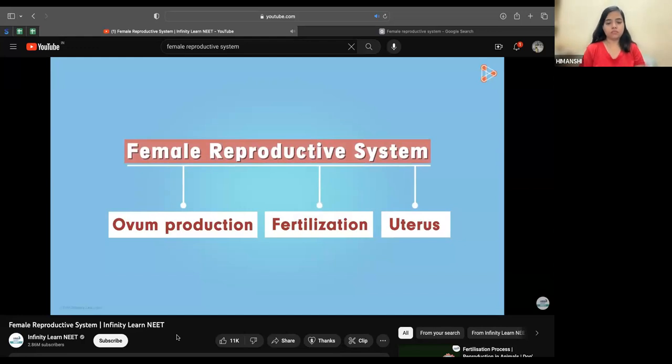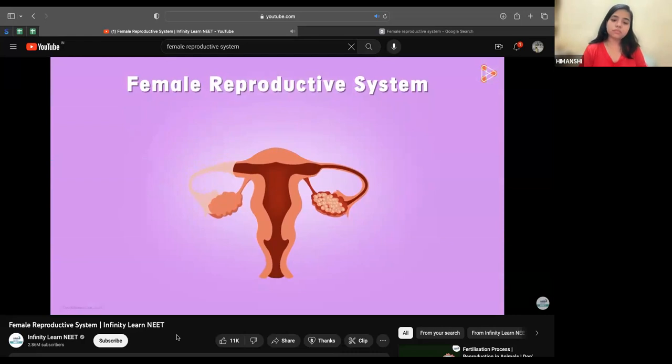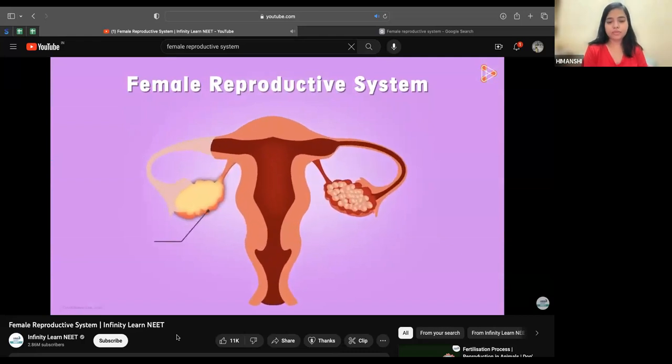Do you remember where we began studying the male reproductive system? Yes, it was the site of sperm production. Similarly, we will begin learning from the site of production of the egg cell, or simply the ovum. So the journey begins from these oval structures called the ovaries, one ovary on either side.